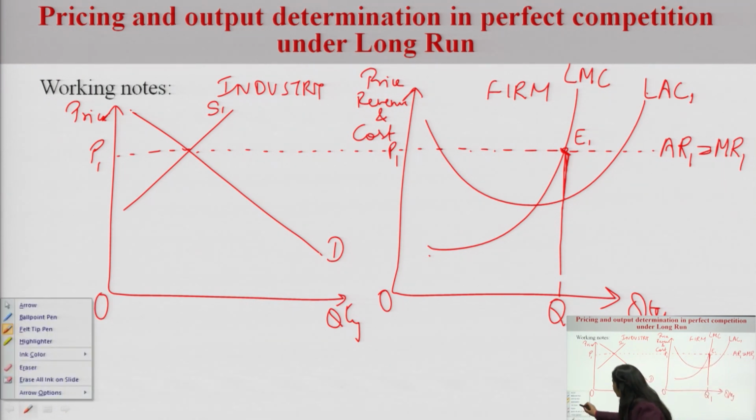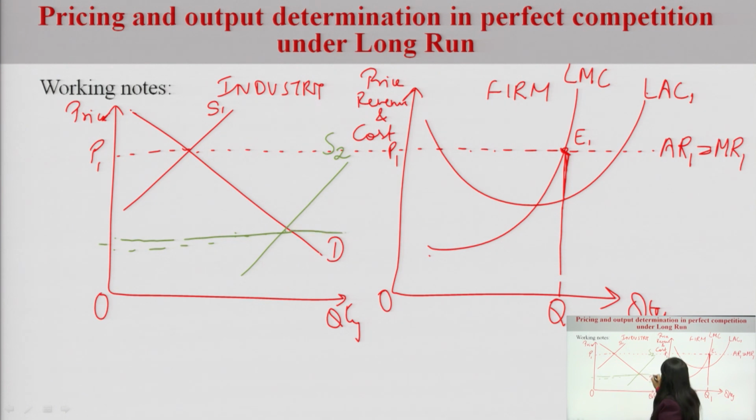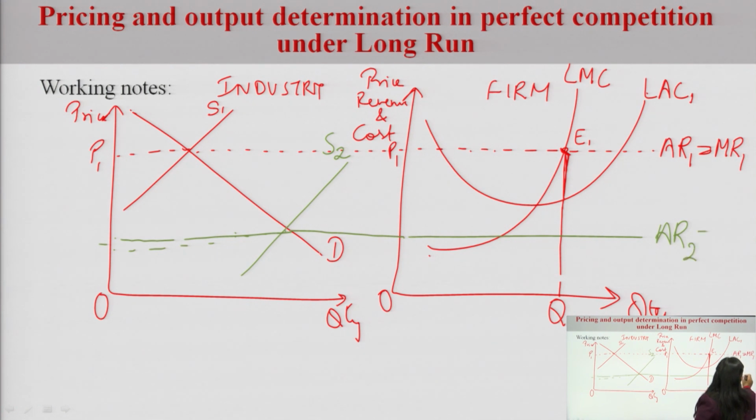When new sellers are entering, the supply will shift. Now the supply will increase to S2, because new sellers have come. So the market price will decrease and it will be equal to this line. This line is the new average revenue AR2 and the new marginal revenue MR2. The optimum output would be determined at OQ2 and there are losses. We can see that this is the loss.